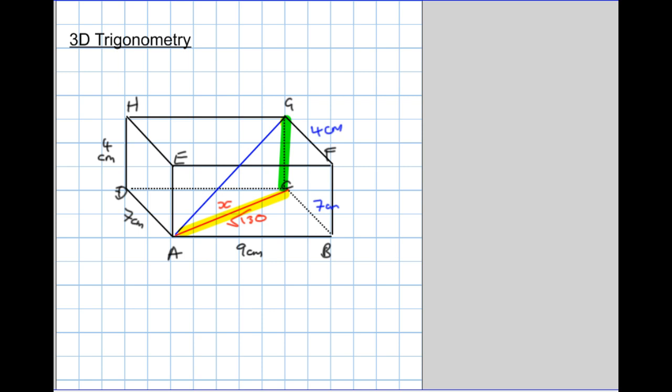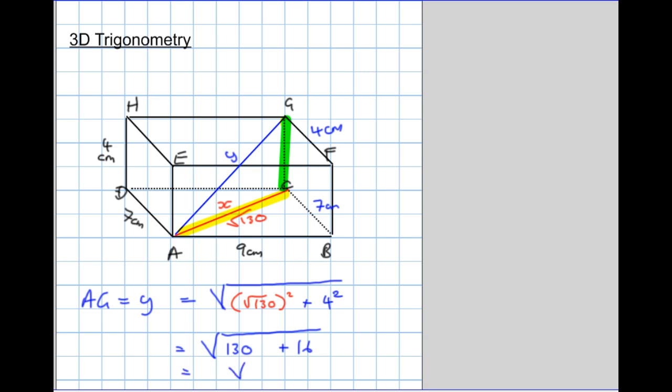So we use Pythagoras again. So this length here, I'll call that y. The length AG, which I've called y, is equal to the square root of root 130 all squared plus 4 squared. Now, that's why I left it in surd form. The square root of 130 all squared is going to be 130 plus 4 squared, which is 16. So the answer is, in surd form, square root of 146.